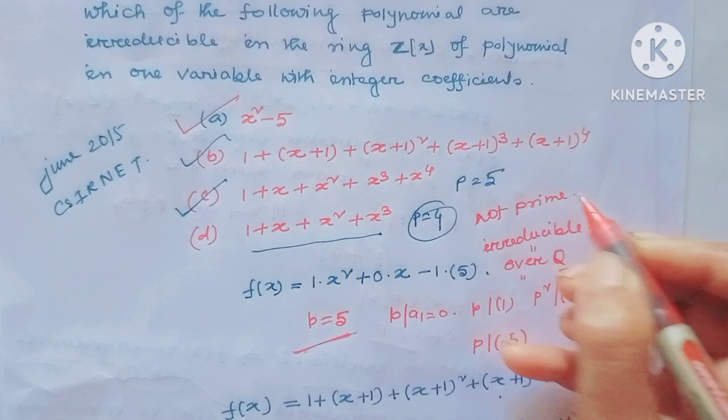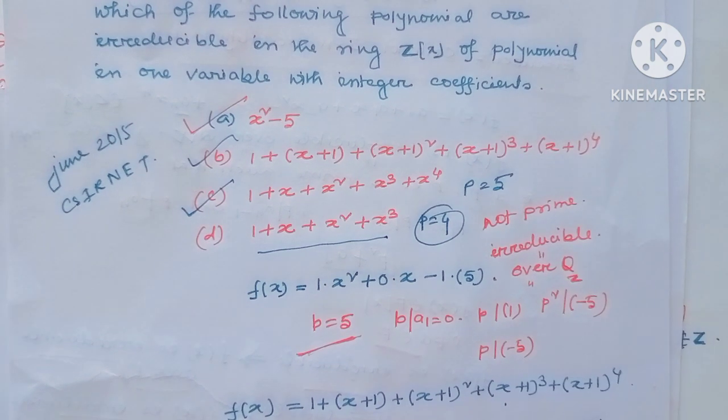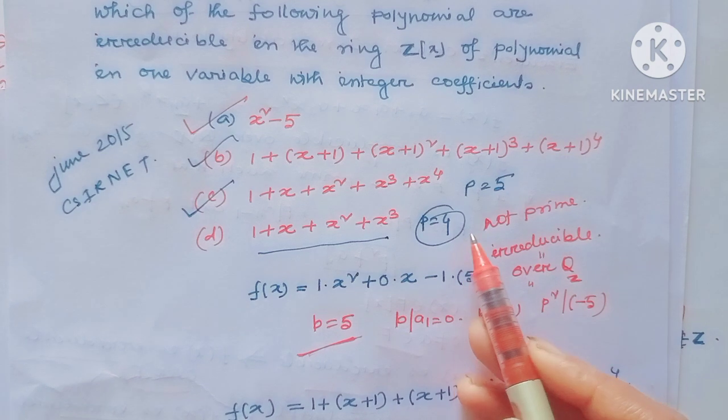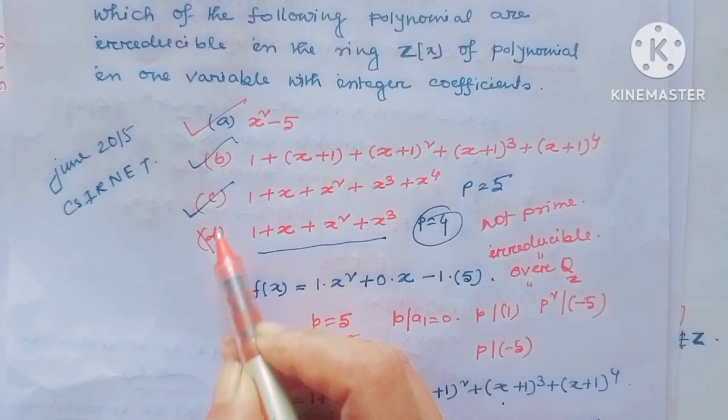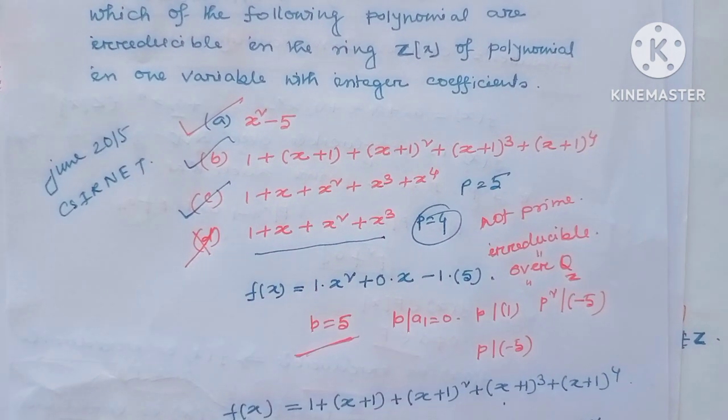So since the cyclotomic polynomial is irreducible over Q when p is a prime number, but here since p is not prime, option D is not a right option. Only option A, option B and option C are the right options.